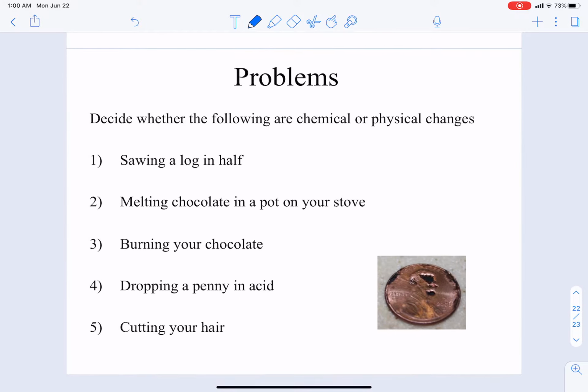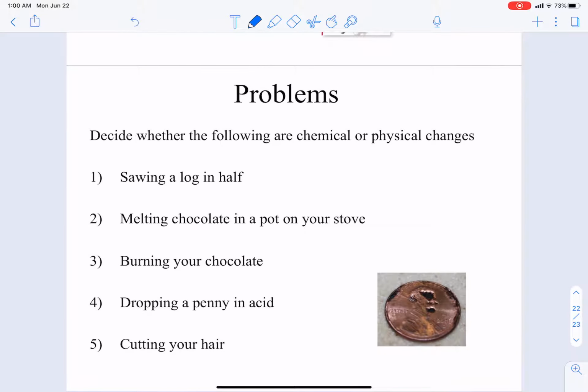So let's do some problems here. Let's decide if we've got chemical or physical changes here. So we're going to saw a log in half. Do you have wood before and after you saw the log in half? Yes. Okay, so you have the same substance before and after. It just changed shape, and that's just a physical change. So we've got physical here.